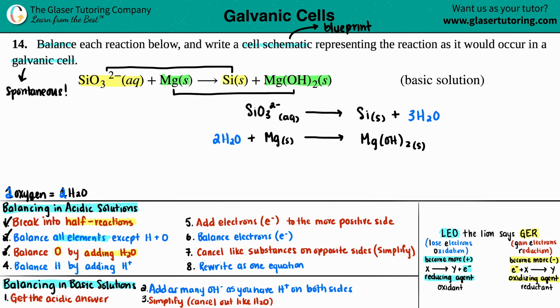We're almost halfway through the acidic solution. Next step is we want to balance the hydrogens. We balance those hydrogens by adding H+. And please do not forget the H+, because that's what makes it acidic.